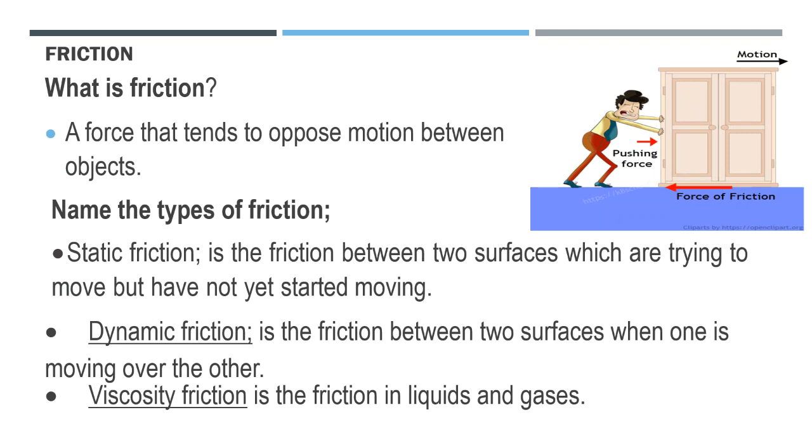So what's friction? Friction is a force that tends to oppose motion between objects. Naming types of friction, we have static friction, which is the friction between two surfaces which are trying to move but have not started moving. We have dynamic friction, the friction between two surfaces when one is moving over the other. Then viscosity friction, which is friction in liquids and gases.